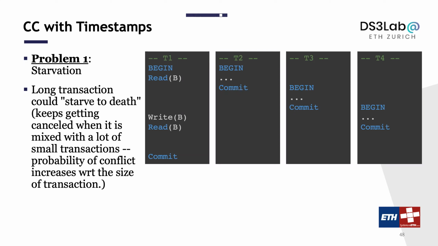In this case, you are actually not being fair to the long transaction, because the probability of rolling back T1 is much, much higher than the probability of rolling back T2, T3, T4. If all the other transactions keep being smaller transactions, but you have one long transaction, you are going to keep rolling back T1 at the end. We say that T1 starves to death, because it will never get executed.